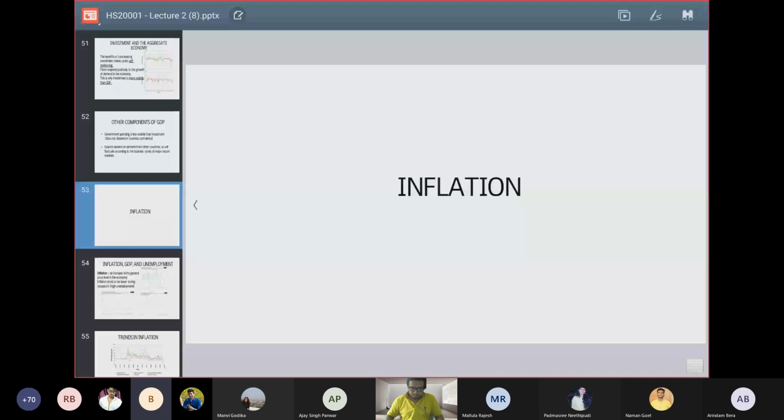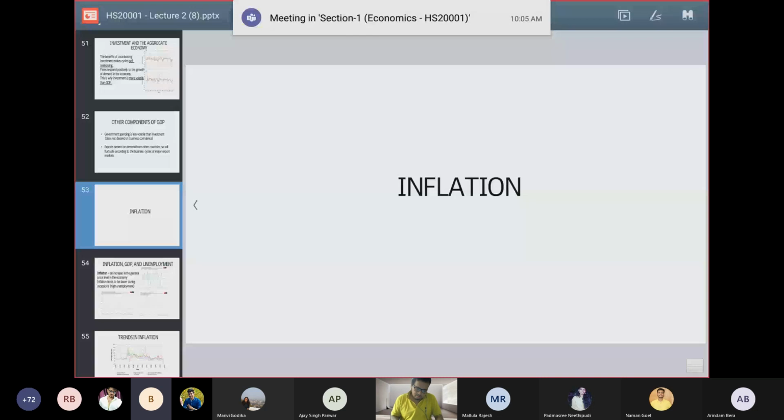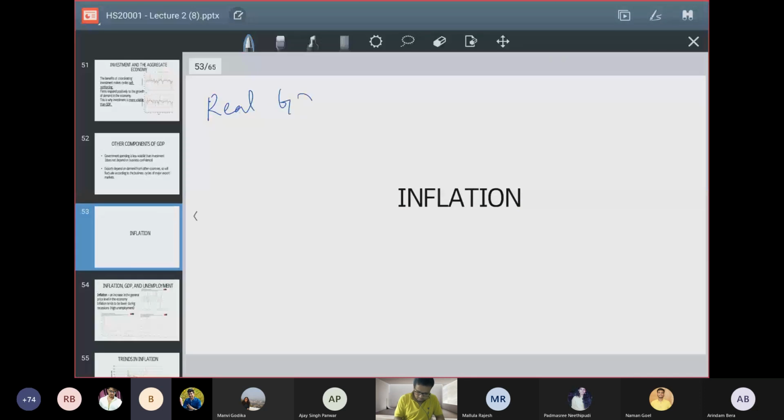So earlier, what we were discussing was the real GDP and the nominal GDP. And in that context, we came across the concept of the GDP deflator, which is nothing but the ratio of your nominal GDP to your real GDP.